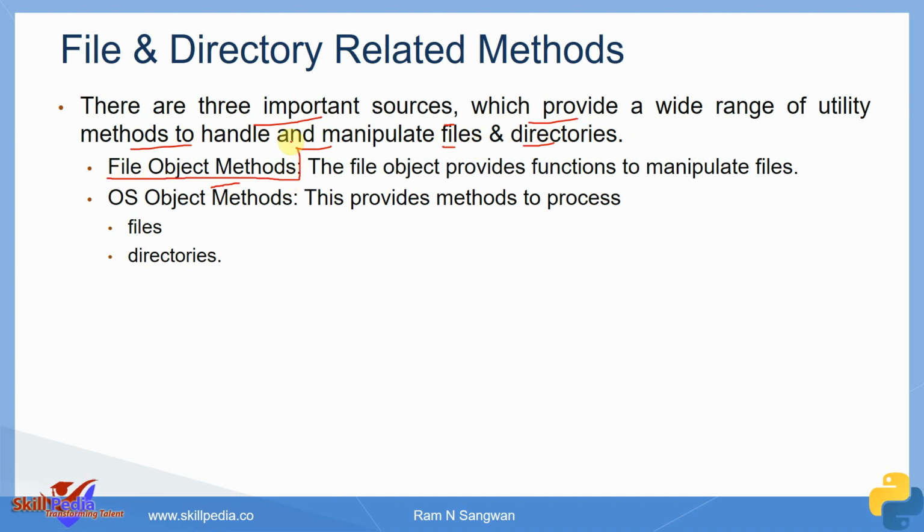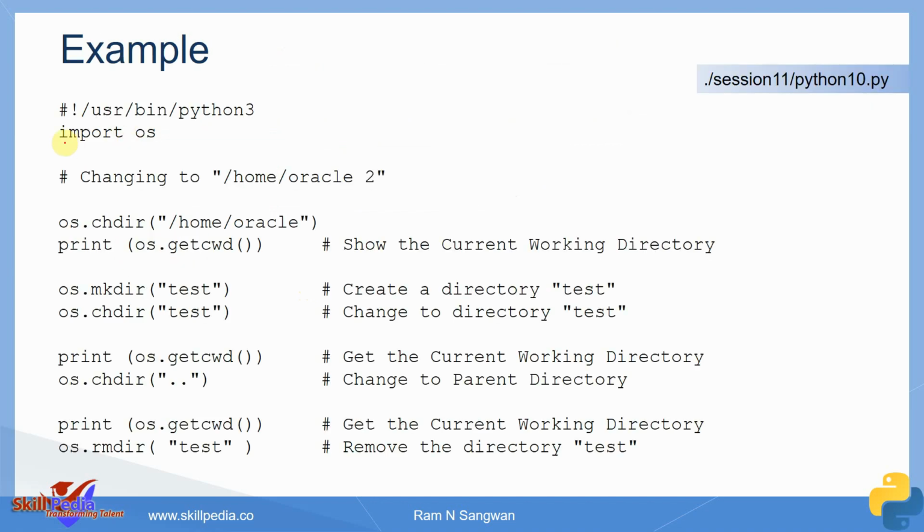File object methods. The file objects provide functions to manipulate files, which we have done already. Operating system object methods provide methods to process files and the directories. This is an example: import os, changing to /home/oracle. There is a typo here, this is up to here only. chdir, and if you try getcwd, it will show the current working directory, which is /home/oracle.